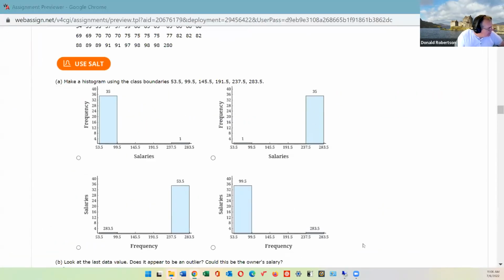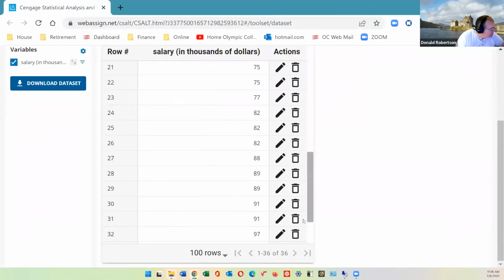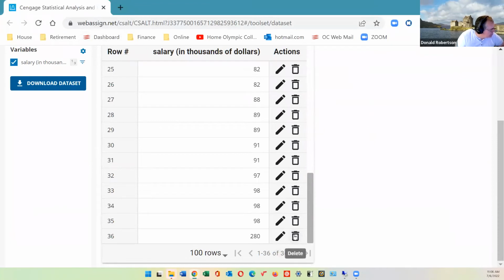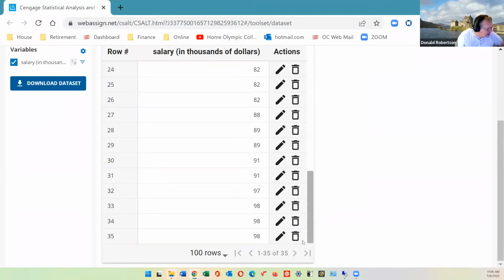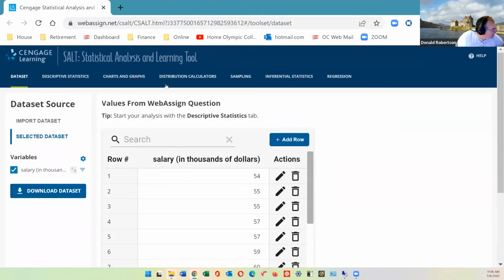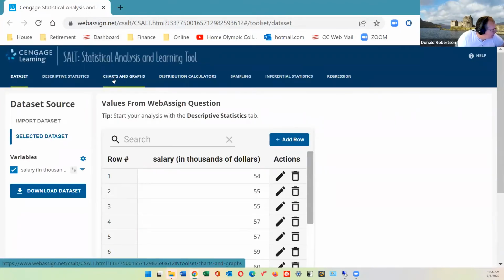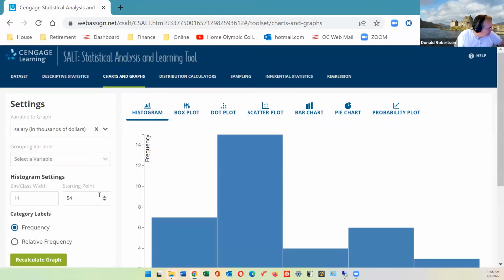But okay, by the way, the answer that we got was one of these two guys, wasn't it? And it happens to be this one. But I'm going to hit this again. And as I said, I'm going to cheat quite a bit here. First thing I'm going to do is get rid of that last digit. There, boom. So see that 200 guy, he's gone. You see that? Now, I'm going to do a different histogram. So charts and graphs, histogram. I'm going to make it the salary.